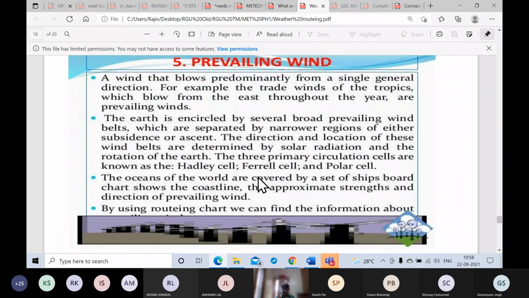Prevailing winds are winds which blow almost permanently from a single general direction. For example, trade winds, which blow from the east throughout the year. These are called prevailing winds because they blow predominantly from a single general direction. They will be available any time of the year.